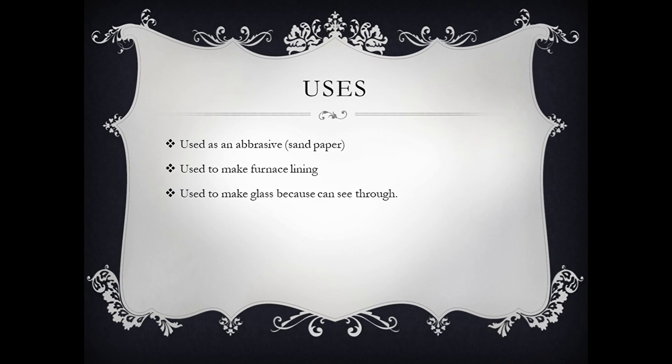It's also used to make glass because you can see through it. Now, when you talk about the furnace lining, you don't need to mention boiling point. If you don't mention it, that's good. But the most important thing is the high melting point.